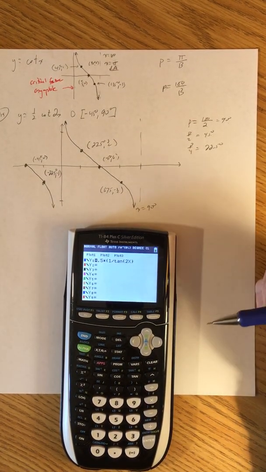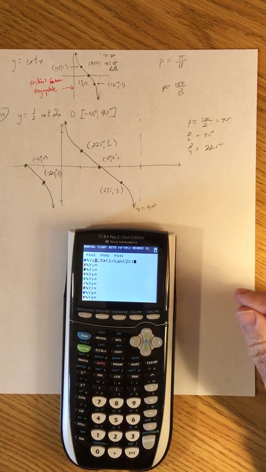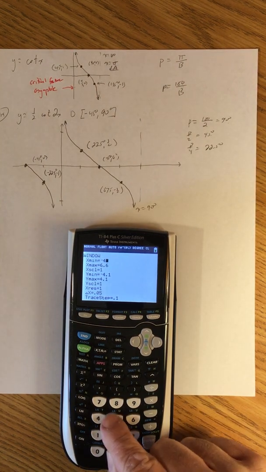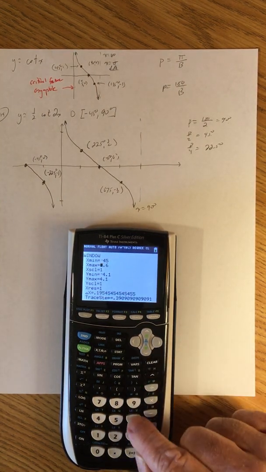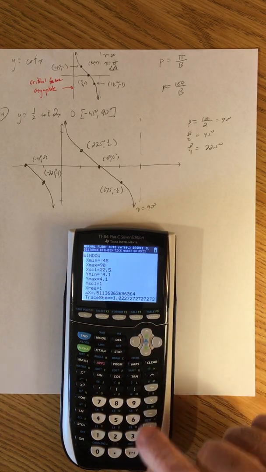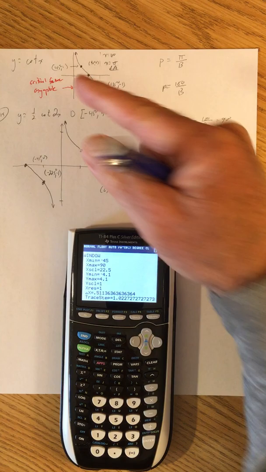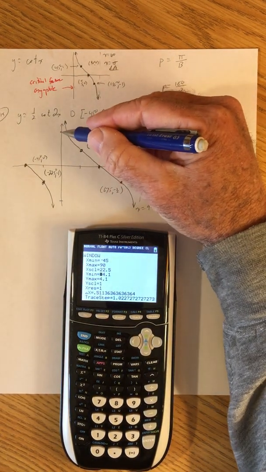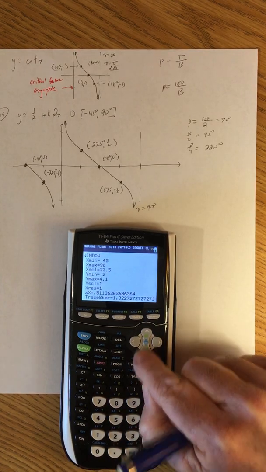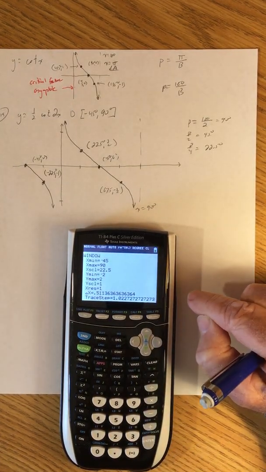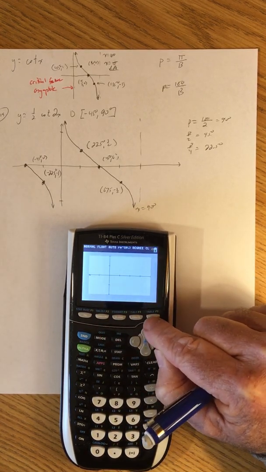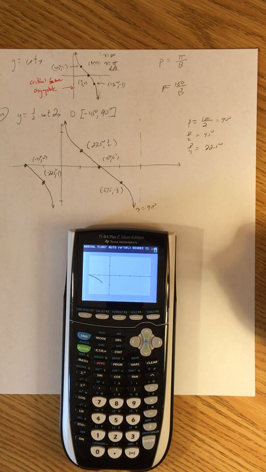The cotangent. Okay. So let's set the window, which is, we said, from negative 45 to 90 with tick marks at 22.5. Y min, let's say, we're looking at 1 and negative 1 here, so we can go 2 to negative 2. Okay, and make sure we're in degrees. We are. Here's the graph.